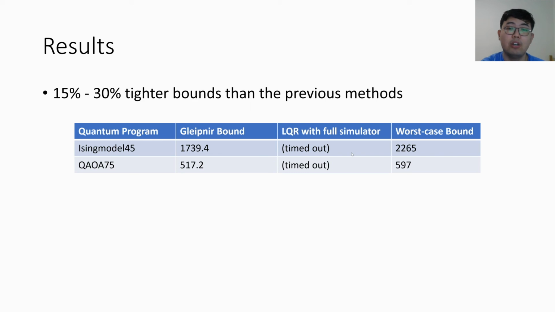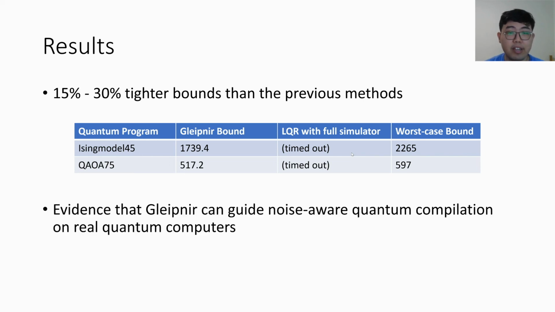Our experiments show that Gleipnir produces 15% to 30% tighter bounds than previous methods. For example, for quantum programs Ising model 45 and QAOA 75, which have 45 and 75 qubits, Gleipnir's bounds are significantly tighter than the worst-case bound, while using a full simulation with logic of quantum robustness will time out. We also show that Gleipnir can be used to guide noise-aware quantum compilation on a real quantum computer.